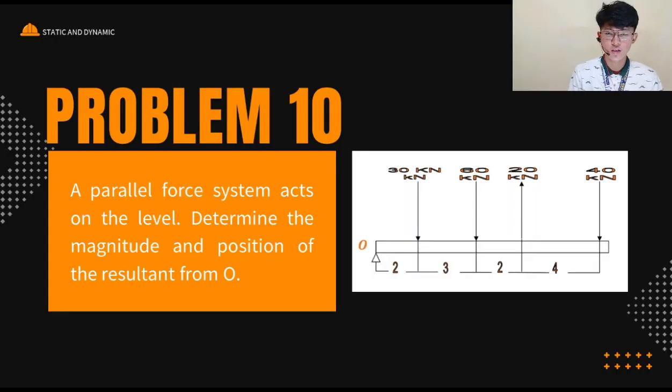So, let's proceed to our next problem. Problem 10. A parallel force system acts on the level. Determine the magnitude and position of the resultant from O. So, as you can see in the table, meron tayong 30 kN, 60 kN, 20 kN, and 40 kN. And naka-indicate na rin yung dimension ng bawat forces na nag-act sa isang horizontal.